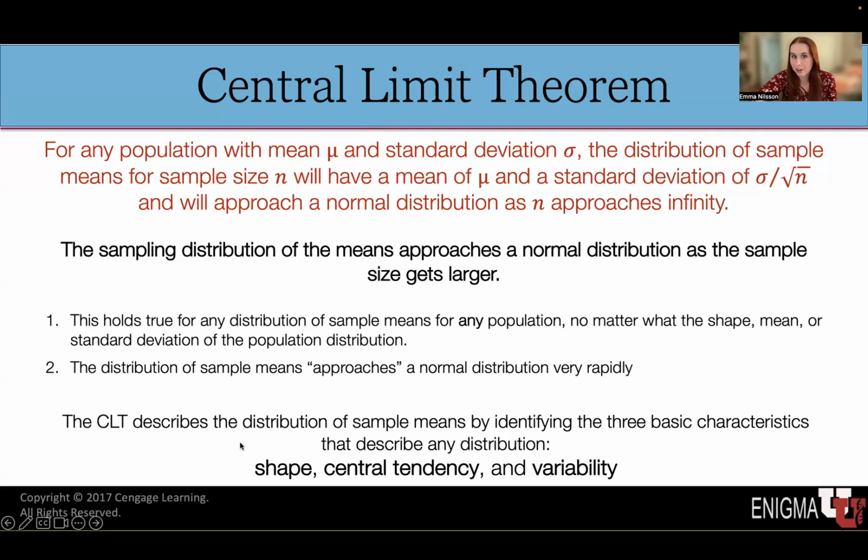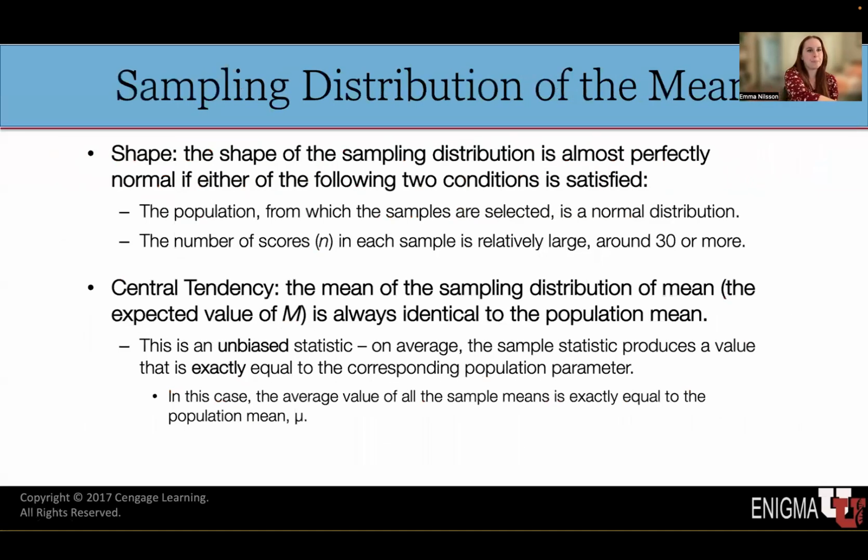So the central limit theorem is going to describe the distribution of sample means by identifying three basic characteristics that describe any of them: the shape, the central tendency, and the variability. So let's talk about that. The shape of the sampling distribution of the mean is almost perfectly normal if either of these two conditions are satisfied.